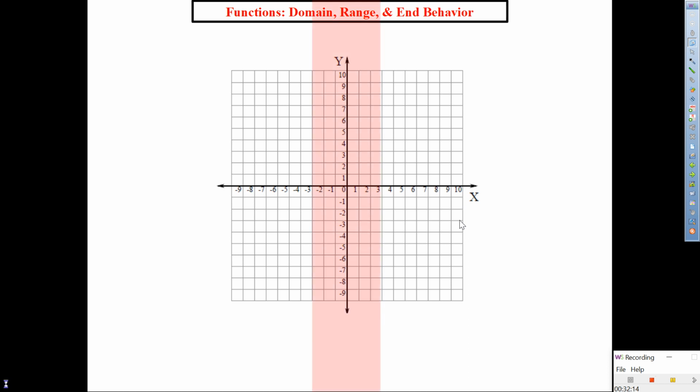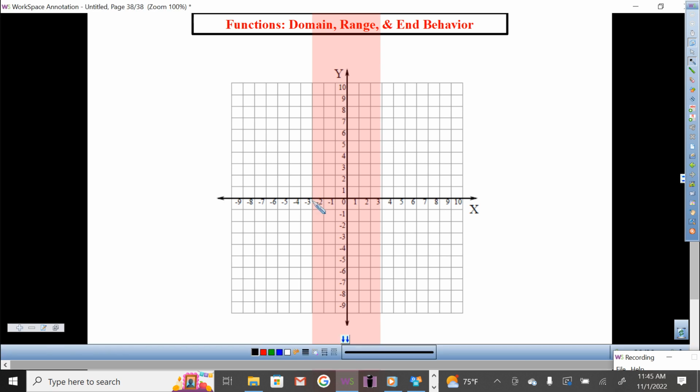And tell your neighbor the x values from where to where, from left to right. From where to where are you highlighting on the next one? Let's see, help me out, Valente, from where to where on the x values? -3 to 3. Let's see, from here to here. Hands if you agree with that? Yeah, from -3 to 3. All right.